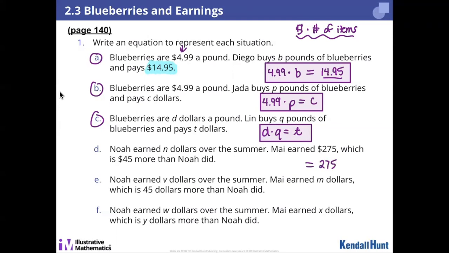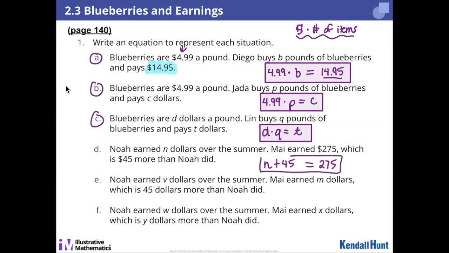It says Mai earns $275. Now, what it's equivalent to has to deal with what Noah did. And it says Noah earned N dollars over the summer, and Mai earned $45 more than what Noah did. So if we take the amount that Noah earned and add 45 to it, we should get the amount that Mai actually ended up earning.